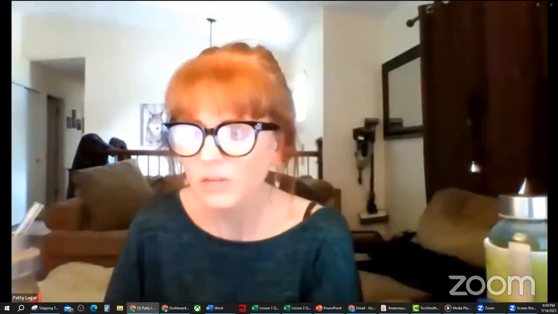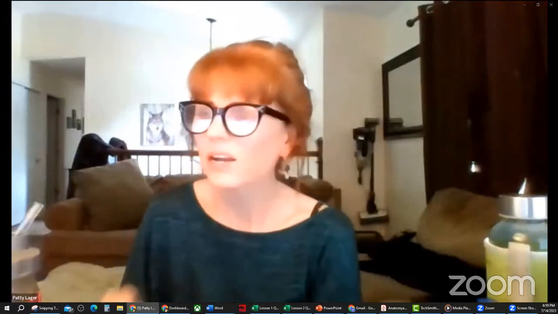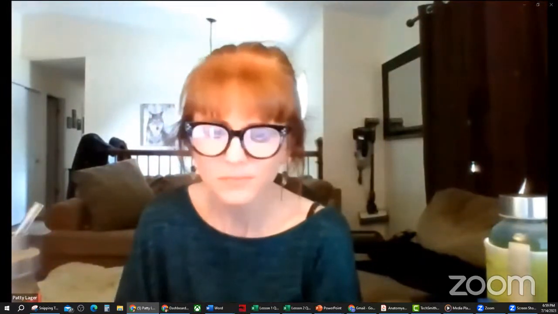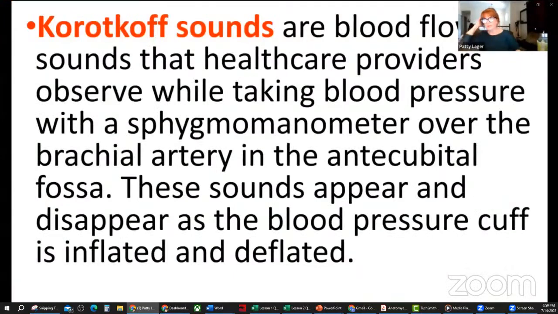And so the tapping noises are technically called the Korotkoff sounds. Korotkoff sounds are the medical name we give to anything you hear with a stethoscope inside of the body. So you hear these in the blood vessels, in the arteries when you're measuring blood pressure.